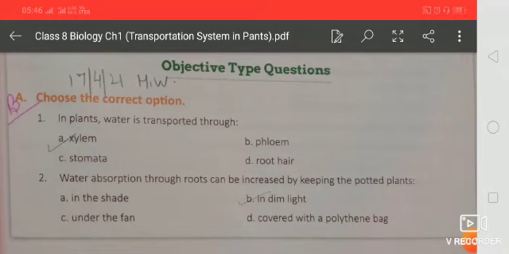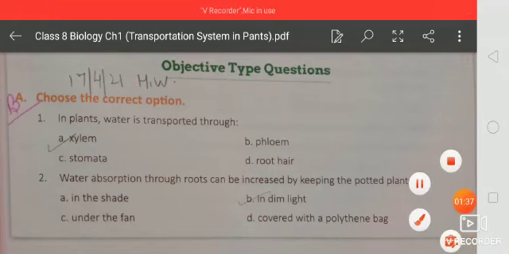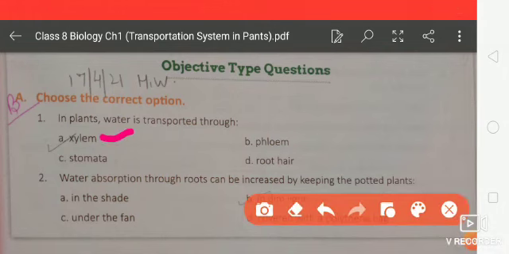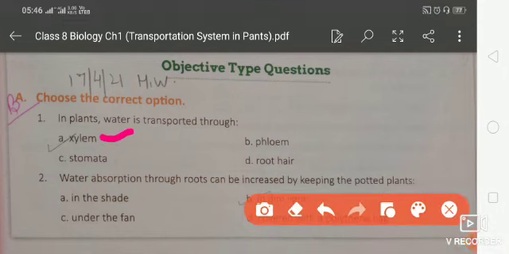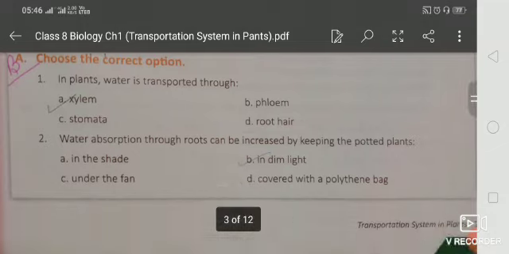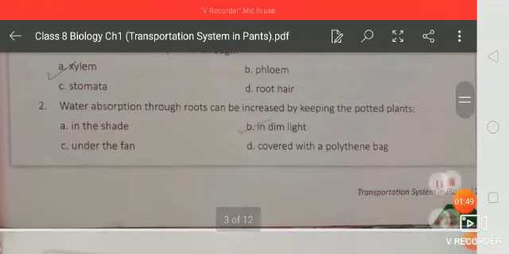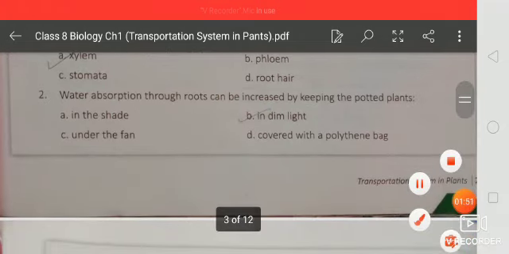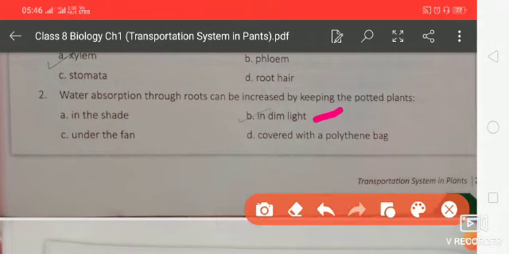Next one is choose the correct option. Here in plants water is transported through the xylem, and water absorbed through roots can be increased by keeping the potted plants in dim light. Here you will tick dim light.